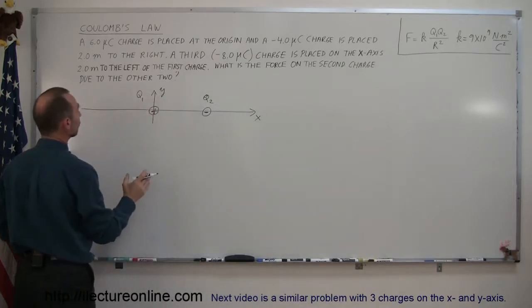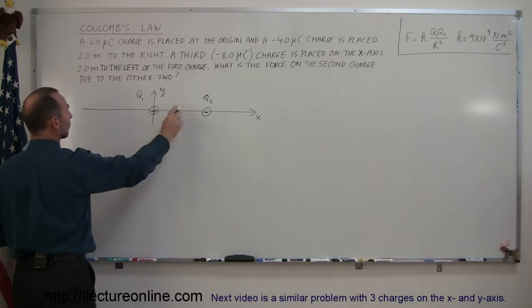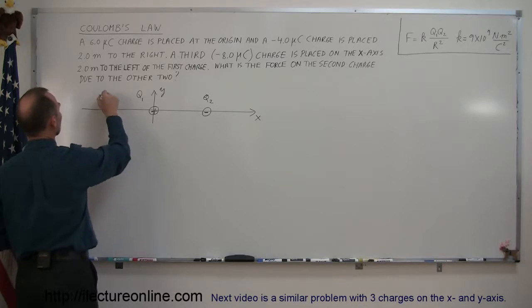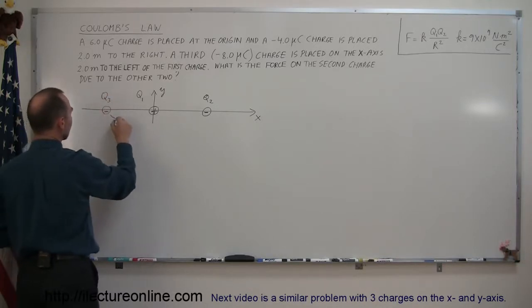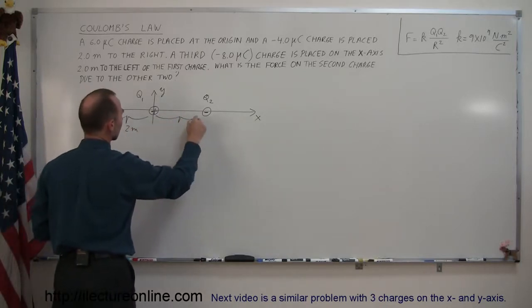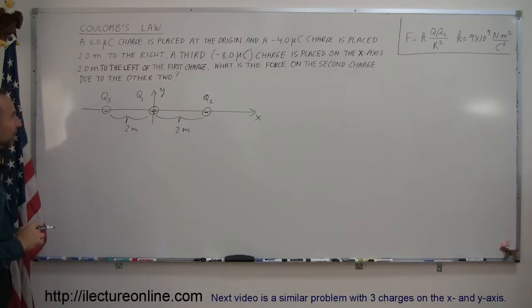And then there's a third charge that's placed to the left, the same distance to the left as Q2 is placed to the right. So put it right here, and it's also a negative charge, and this is Q3. Indicate that this here is 2 meters, and this distance right here is also 2 meters. All right, so that's what our picture looks like.